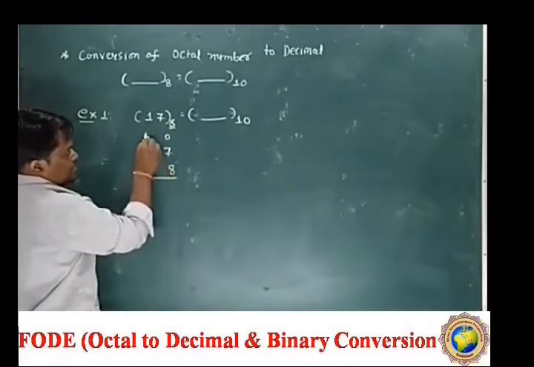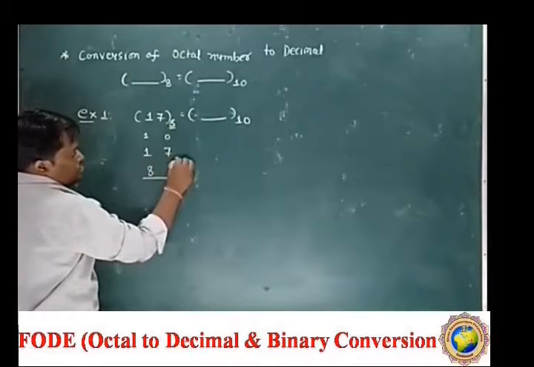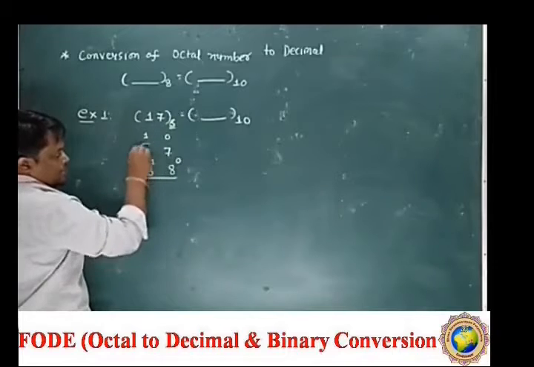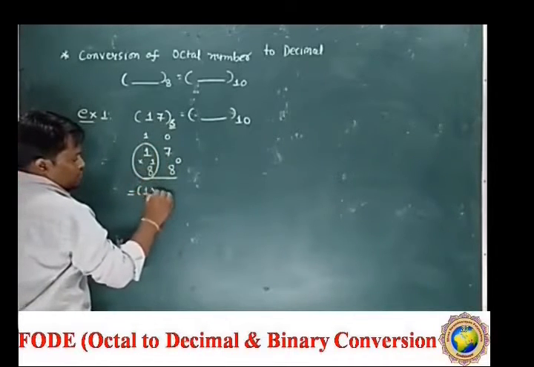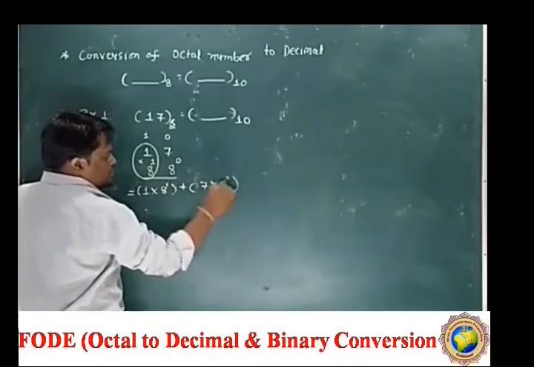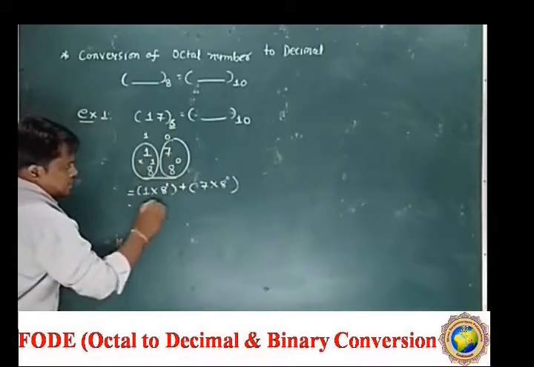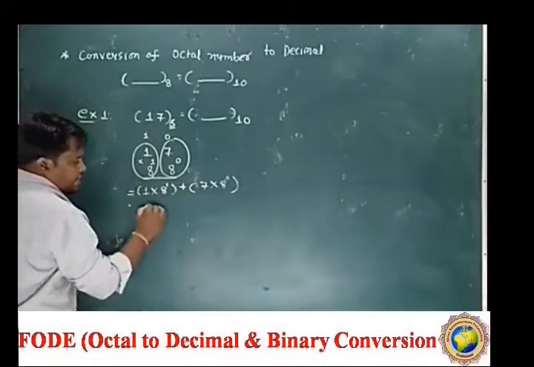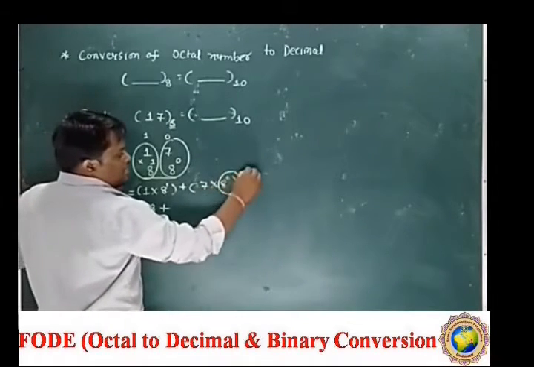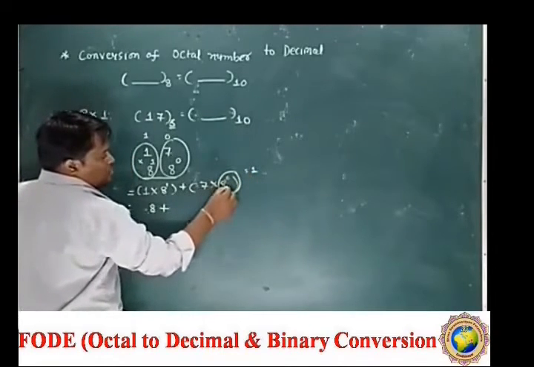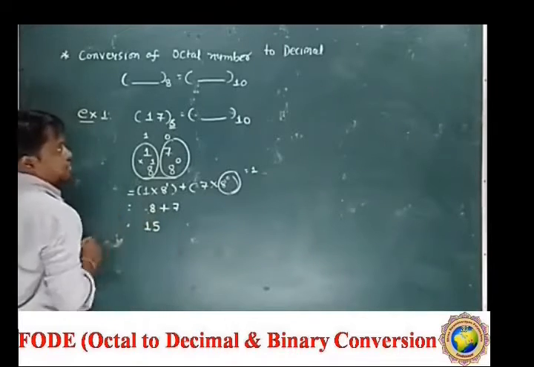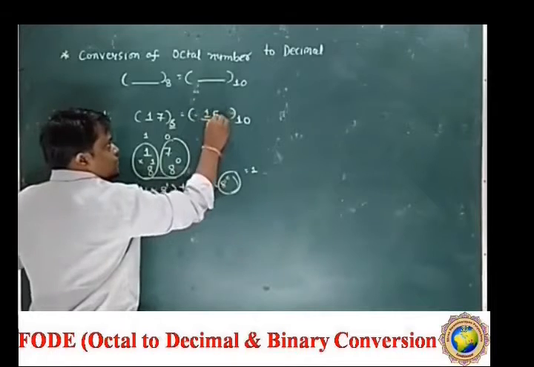Now place these digits in the power of 8, so 8 raised to 0 and 8 raised to 1. Then put equal to and multiply: 1 into 8 raised to 1 plus 7 into 8 raised to 0. 8 raised to 1 is 8, and 8 ones are 8. What is 8 raised to 0? It is 1, so 7 into 1 is 7. So 8 plus 7 is 15. Our answer is 15.